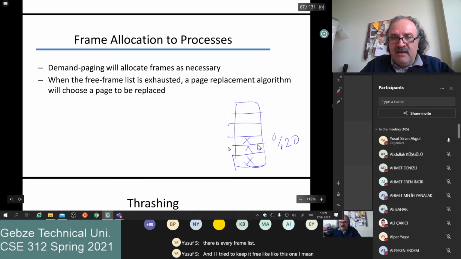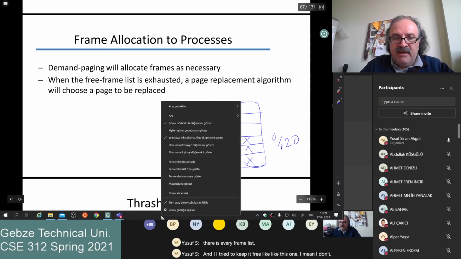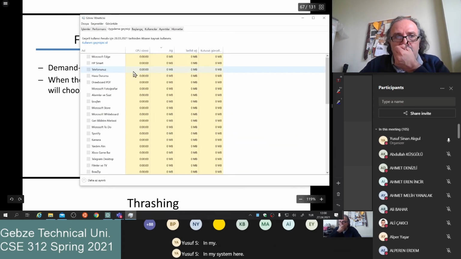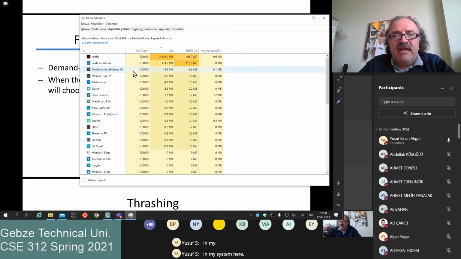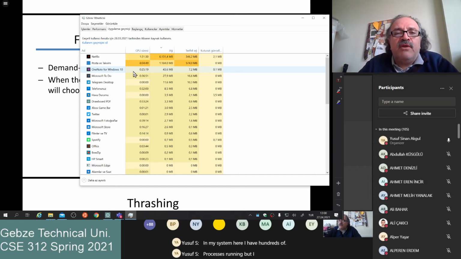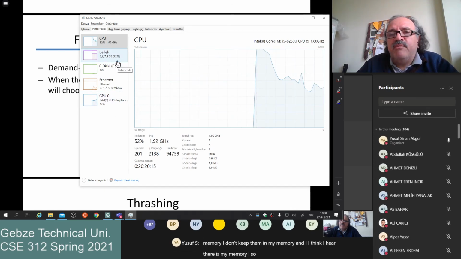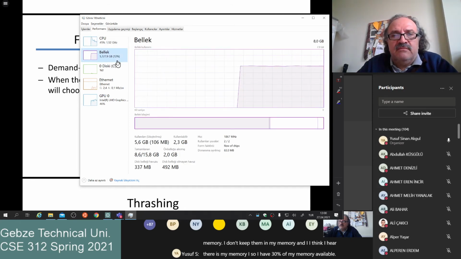In my system here, I have hundreds of processes running, but I don't load all of the pages in my memory. I don't keep them in my memory. And I think here, where is my memory? So I have 30% of my memory available.